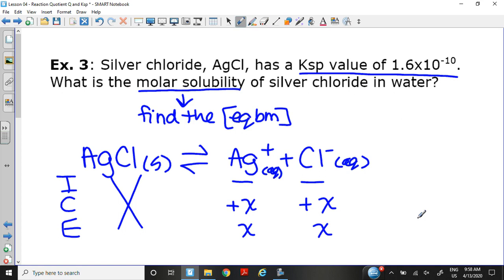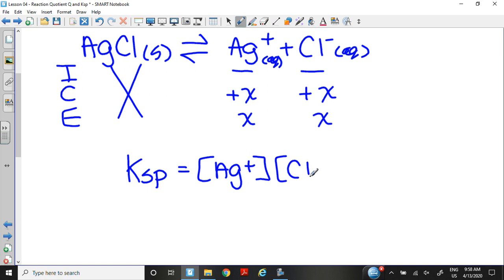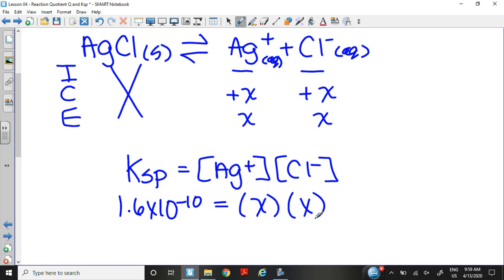This is different from the previous problem because we don't have any information about x. That's what we're trying to solve. But we do have a k value given in the question. So now that you've got that ice table down, now we need to use our KSP expression to solve. So silver and chloride ions. We're going to fill in our KSP here. That's 1.6 times 10 to the negative 10 given to us in the question. And both of these are just x.